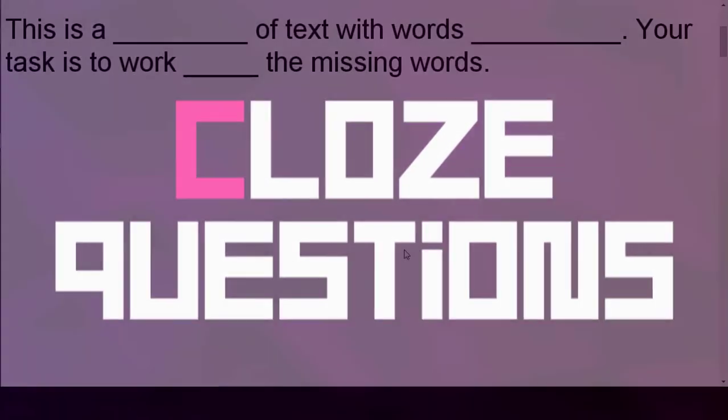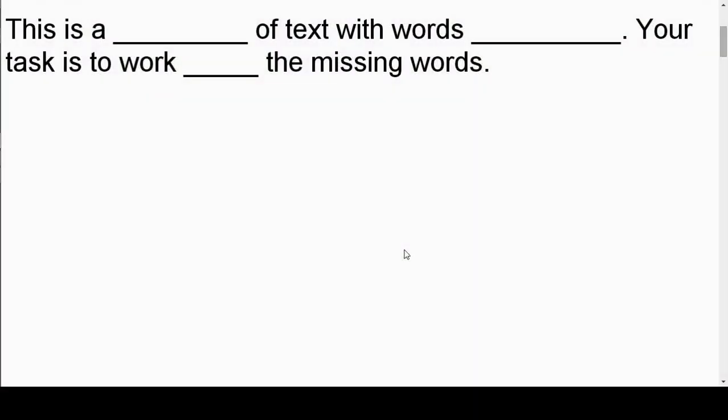So cloze questions are pretty simple really. They give you a portion of text with some words missing, and your task is to work out the missing words. Now it's very important that you mustn't freak out if you see a slightly different variation of a cloze question, because there are actually a few different types which I'll go through in a minute.